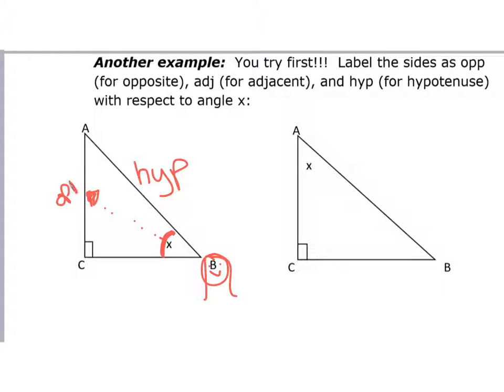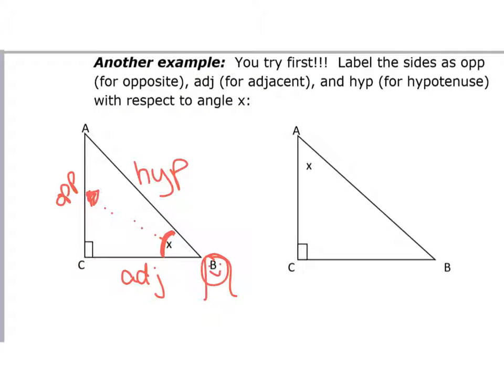Yes, I have a question. That little box is supposed to be 90 degrees. It's just a little askew. All right, and then that leaves which one to be adjacent? CB. Okay?